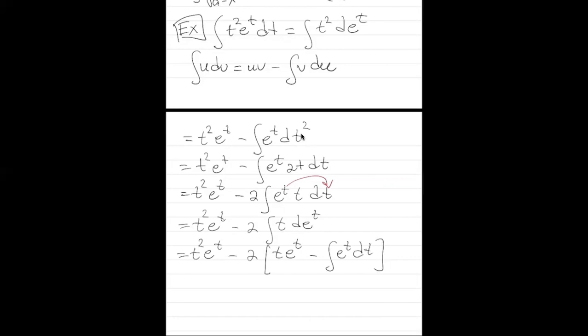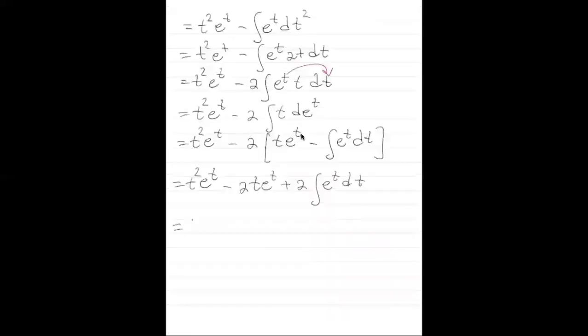Okay, I'm going to distribute here. Minus 2t e to the t plus 2 times the integral of e to the t dt. I can integrate this, and we're almost done. Plus 2 e to the t plus c, one constant for the end. Now you can factor e to the t if you wish. It's good enough to leave it like this.